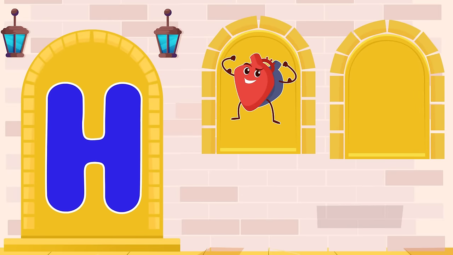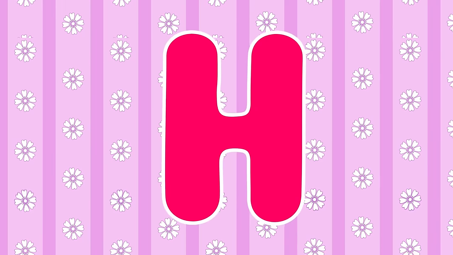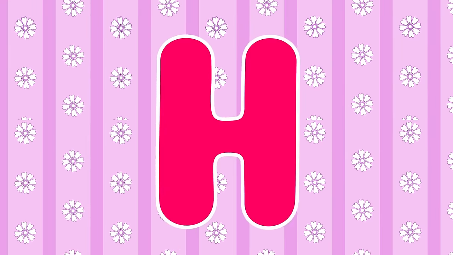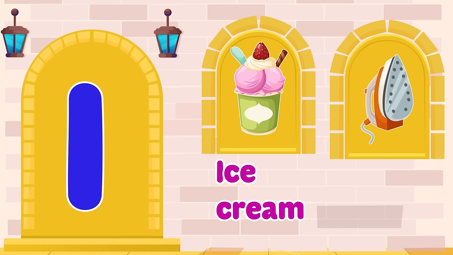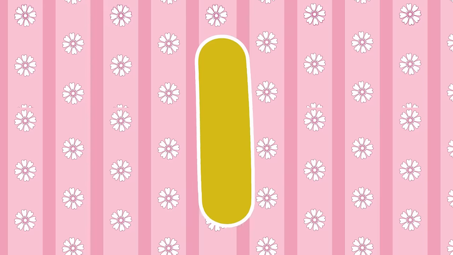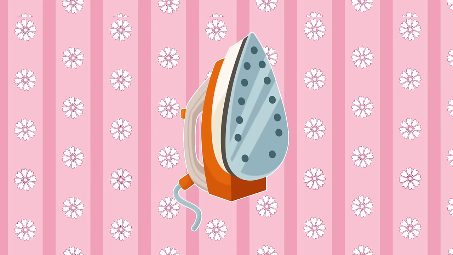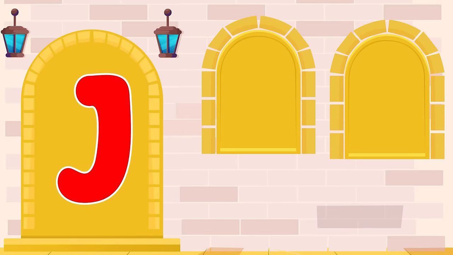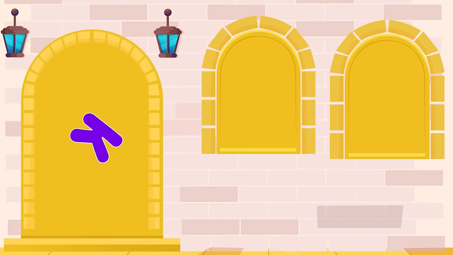H is for heart. Heart. H is for hat. Hat. I is for ice cream. Ice cream. I is for iron. Iron. J is for jar. Jar. J is for juice. Juice. K is for kettle.